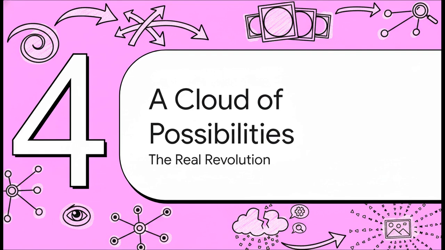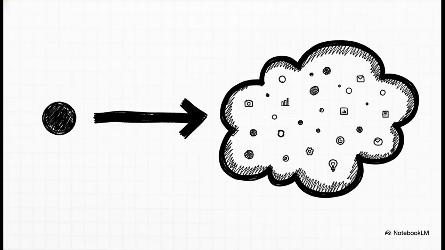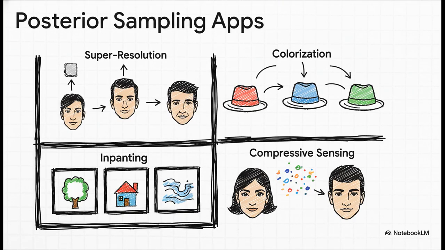Now, this ability to generate multiple different options, it's not just some neat party trick. This represents a genuine revolution in what we can do with artificial intelligence. What we're seeing here is a fundamental shift in perspective. We've moved from trying to find a single point, a single right answer, to exploring a whole cloud of solutions. And every single point in that cloud, every image the AI generates, is a completely valid, high-quality, potential reality.